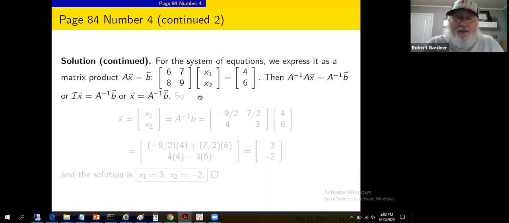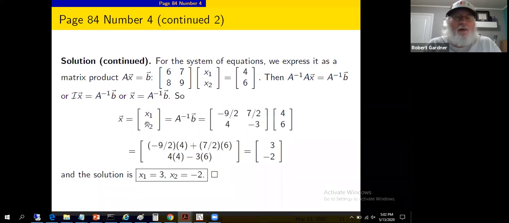Well, that's exactly the information we have. So we must have vector X with components X1 and X2 equals A inverse B. Here's A inverse from the previous slide. Vector B, the 4 and the 6. We'll do the multiplication. It looks like it gives out 3, -2. X1 equals 3. X2 equals -2. There's a solution to the system of equations.